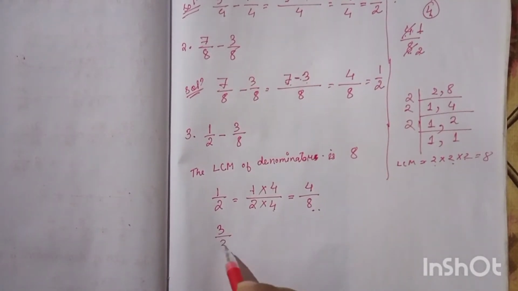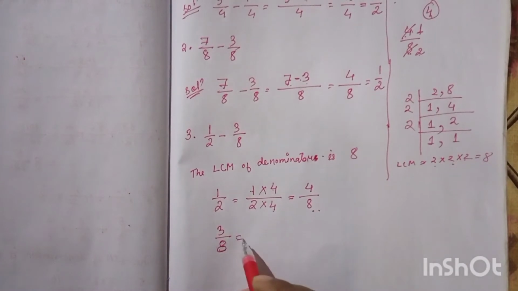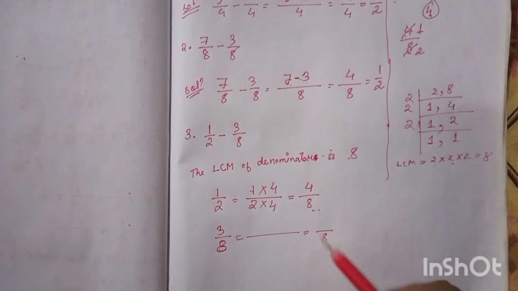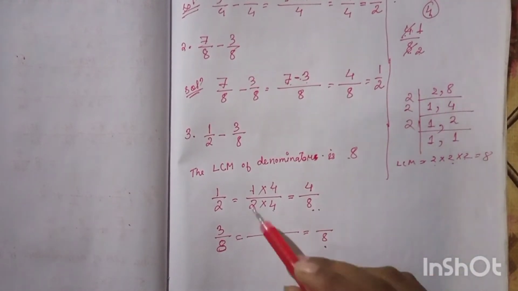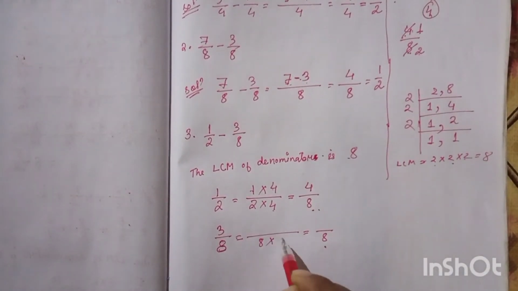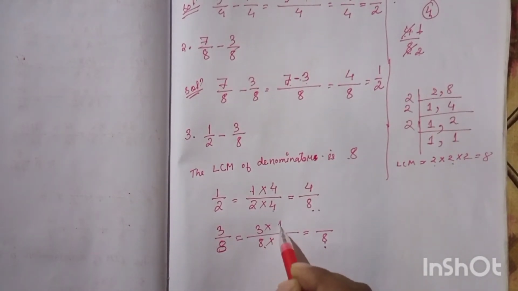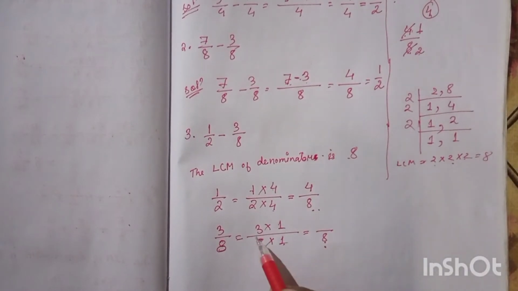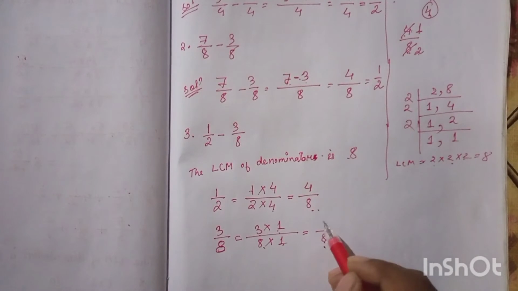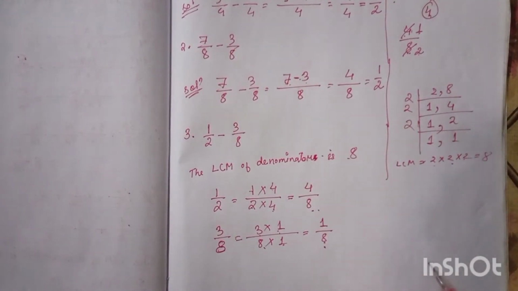Now 3 by 8. The denominator should be 8. The LCM should be the denominator of both fractions when we find equivalent fractions. We know that 8 ones are 8. So when this 8 is multiplied by 1, the 3 will also be multiplied by 1. That is 3 ones are 3.